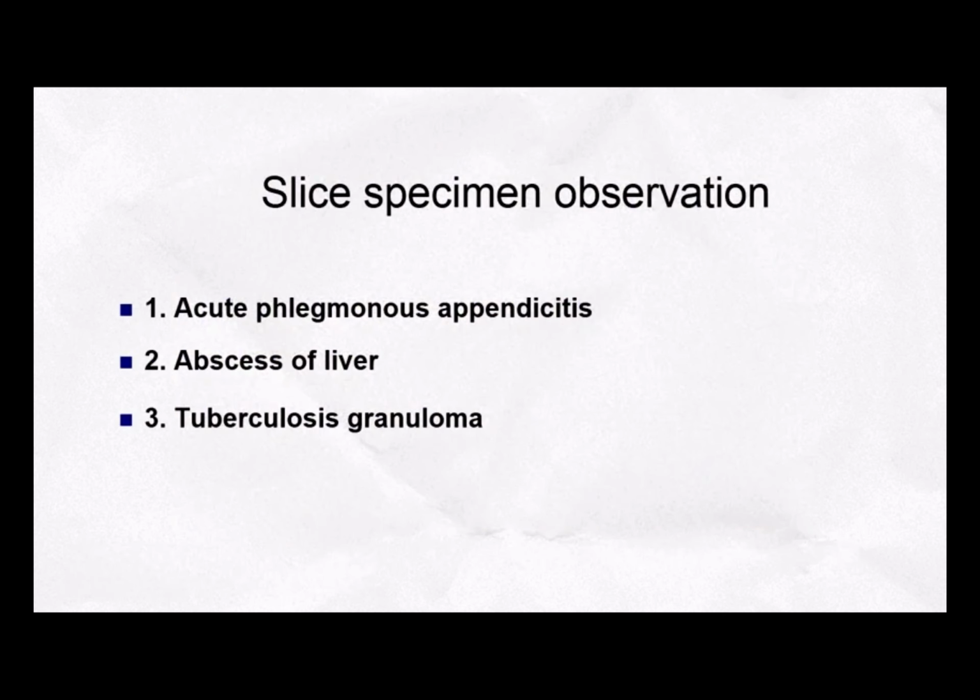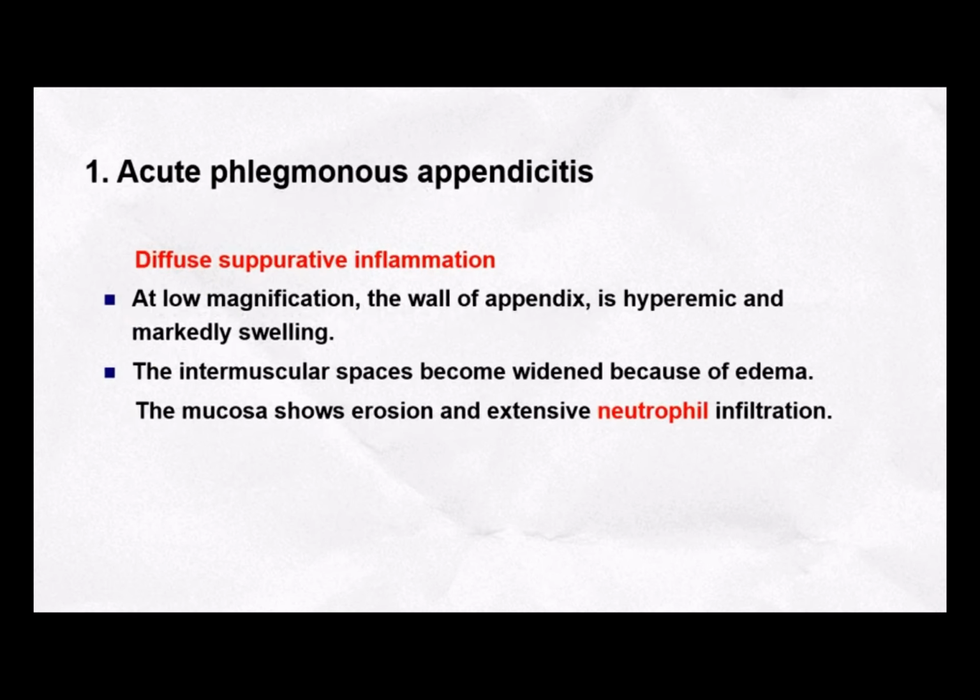Today, we will talk about 3 tissue slices: acute phlegmonous appendicitis, abscess of liver, and tuberculosis granuloma. Okay, now the first section, acute phlegmonous appendicitis. It's a diffuse suppurative inflammation, so the features include these. At low magnification, the wall of the appendix is hyperemic and markedly swollen. The intermuscular spaces become widened because of edema. The mucosa shows erosion and extensive neutrophil infiltration.